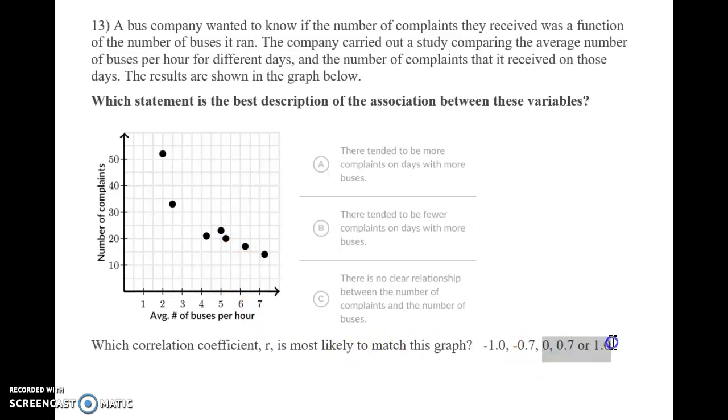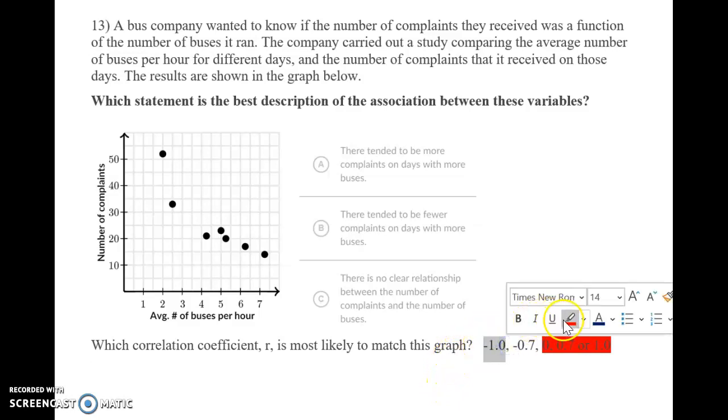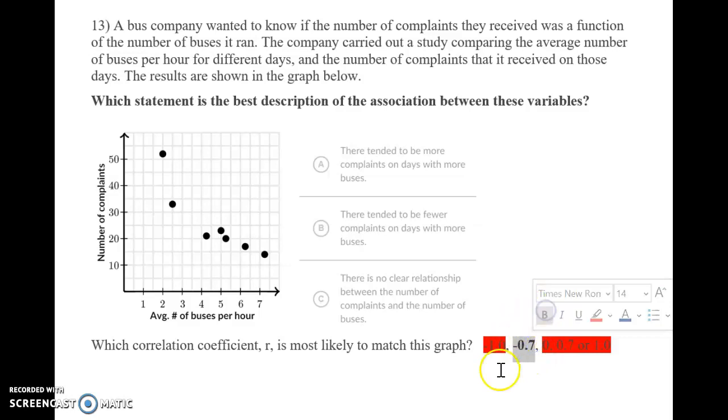We get rid of the positive ones here. So I'm just going to block those out. They're in red. So we have either -1 or -0.7. Well, -1 would mean it's a perfect correlation, that they fall exactly on a line. And these certainly don't fall exactly on a line. So we're going to get rid of that. And all we're left with is, bingo, -0.7. So it's got to be that one.